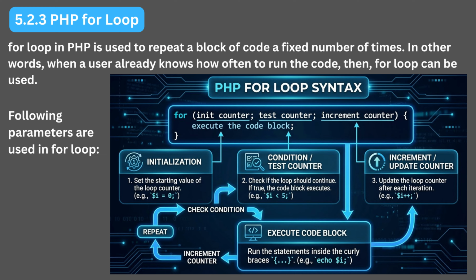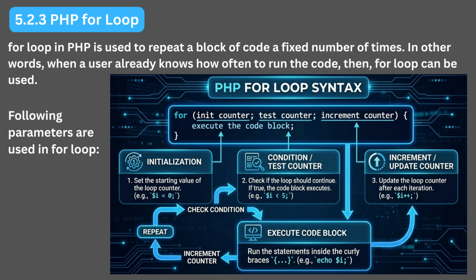The third part is the increment or update counter. This is the instruction that updates the value of your loop counter after each cycle. Most often, this is written as $i++, which increases the counter by 1. You can also decrease the value or change it by any amount you need. Putting these three parts together, the for loop follows a clear and predictable flow. Initialize, check condition, execute code, update counter, repeat.